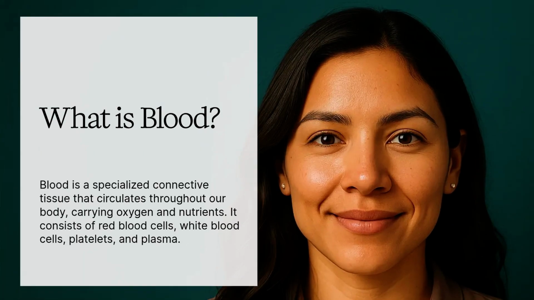What exactly is blood? Blood is a specialized type of connective tissue that circulates throughout our body, carrying oxygen, nutrients, and other vital substances to our cells. It consists of four main components: red blood cells (erythrocytes), white blood cells (leukocytes), platelets (thrombocytes), and plasma. Red blood cells make up about 45% of our blood volume and are responsible for oxygen transport, while plasma, the liquid portion, makes up about 55%.